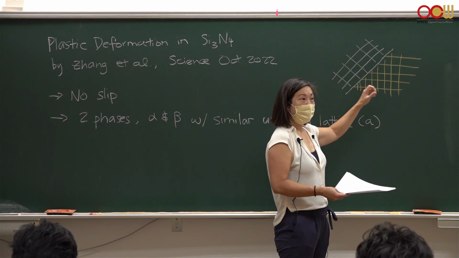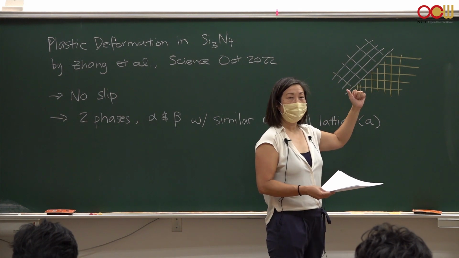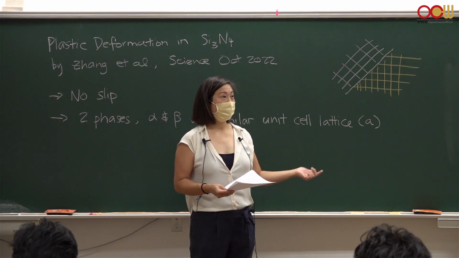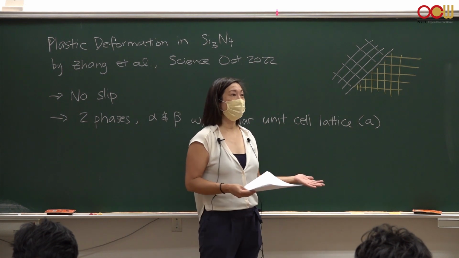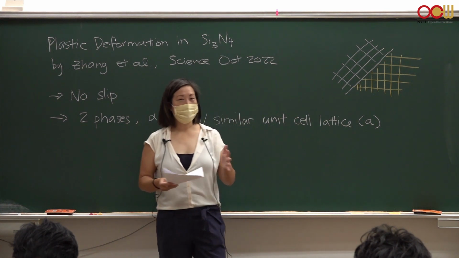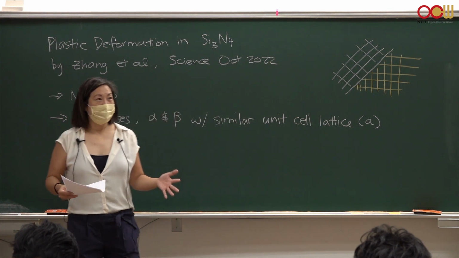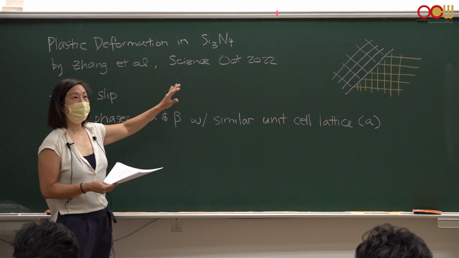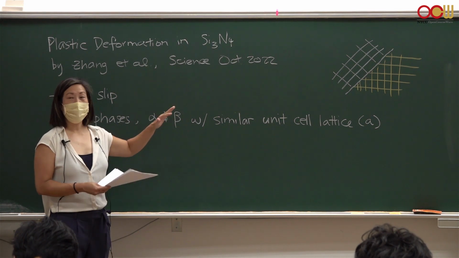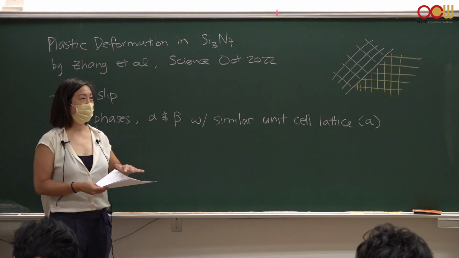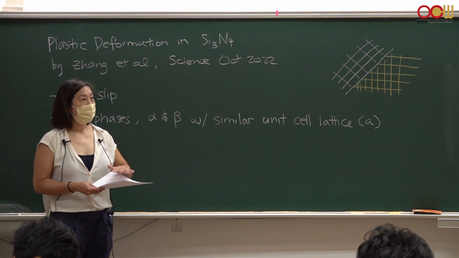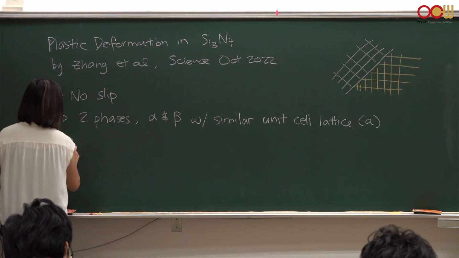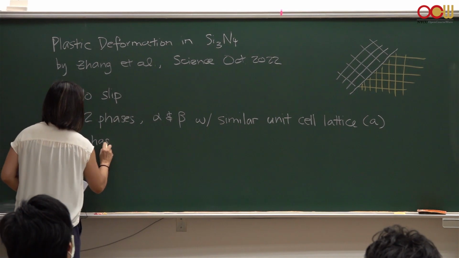phase. And that transformation allows for bonds to be broken and then reformed one at a time, just like in slip movement, right? So it's the same idea that the bonds can be broken and then reformed, broken and then reformed. And that's how this material can allow for plastic deformation. But instead of using slip, this material uses phase change.